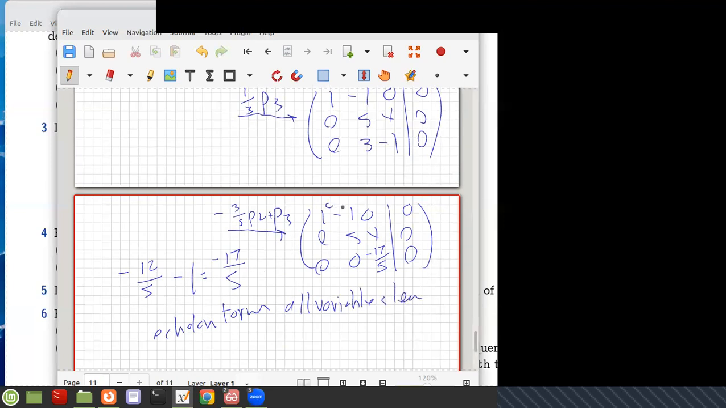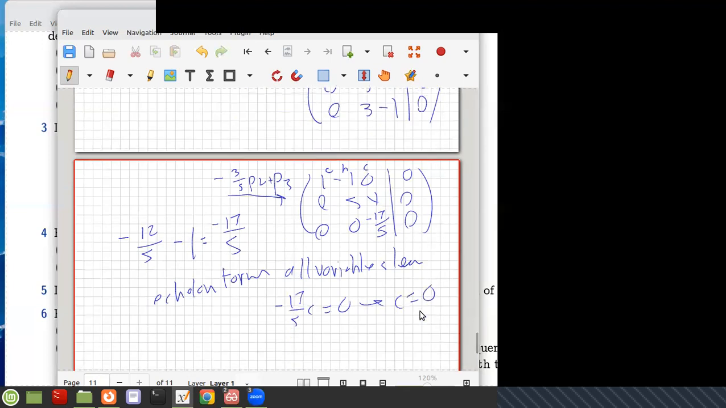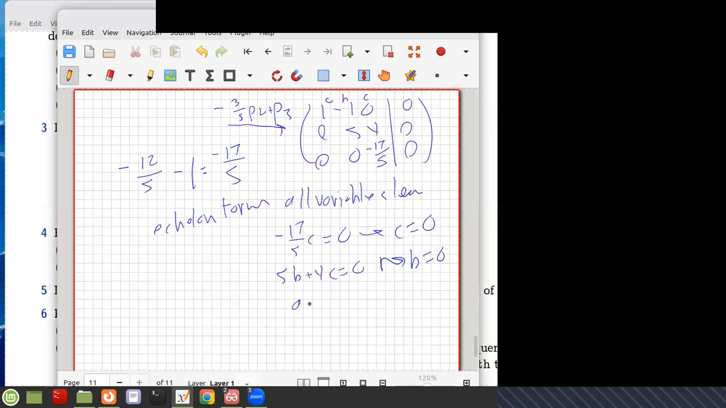So this is the A column, B column, C column. From the last column, we have minus 17/5 C equals 0, so C equals 0. The second column is 5B plus 4C equals 0, but since C equals 0, that leads to B equals 0. And the last one is A minus B equals 0, but since B is 0, A is 0.